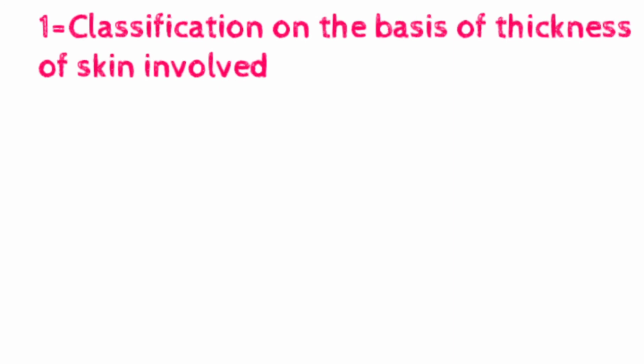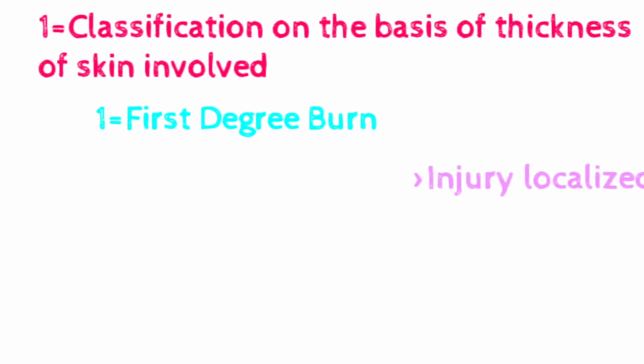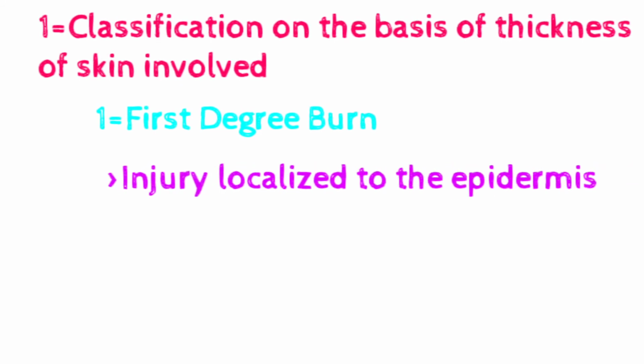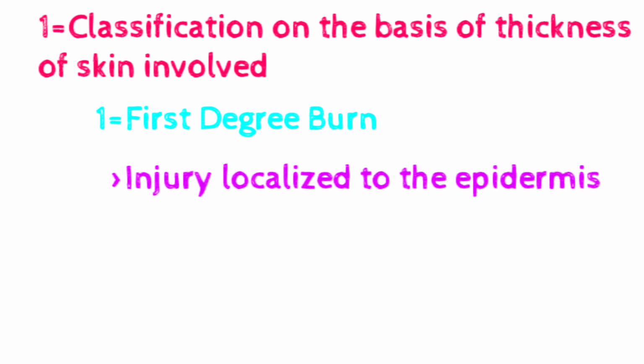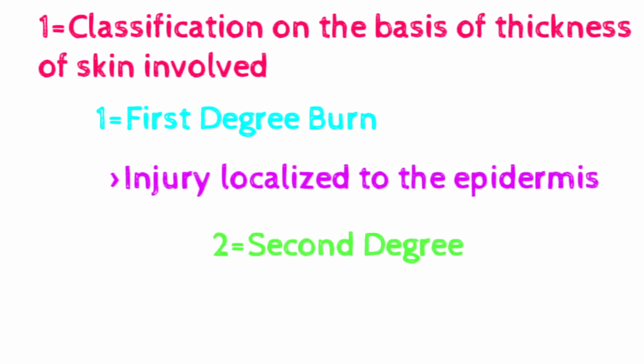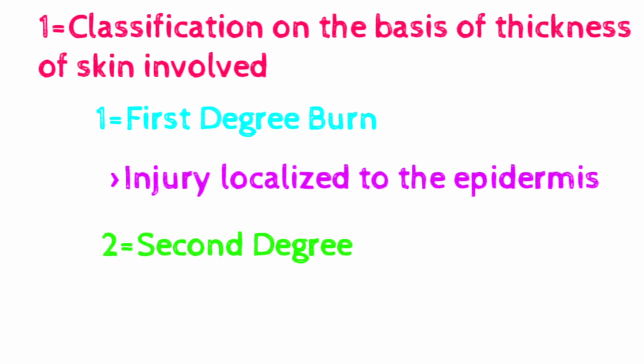Then the third layer is the subcutaneous fat. Now classification on the basis of thickness of skin involved. On the basis of thickness of skin involved, there are 4 degrees of burn. Number 1 is the first degree burn. In first degree burn, injury is localized only to the epidermis.